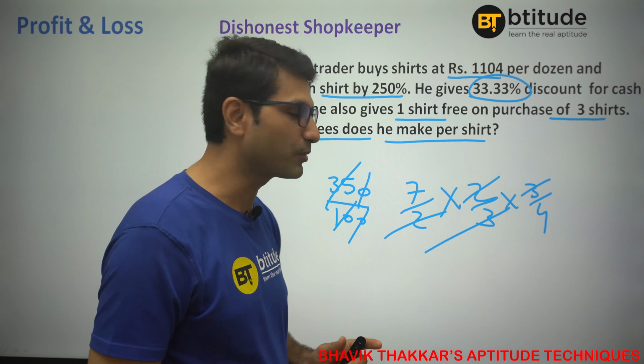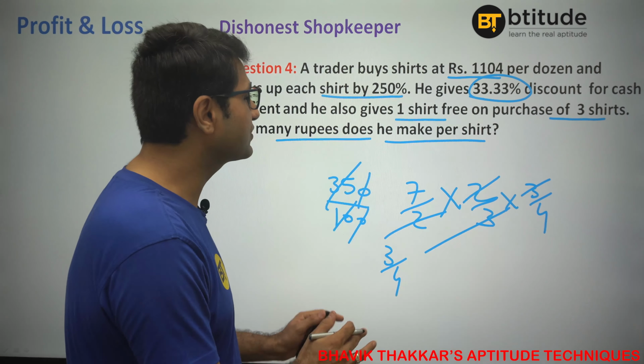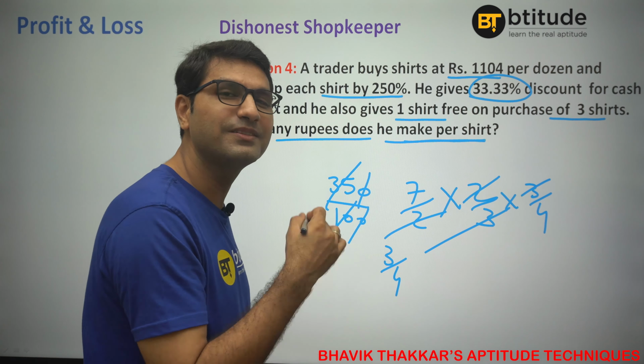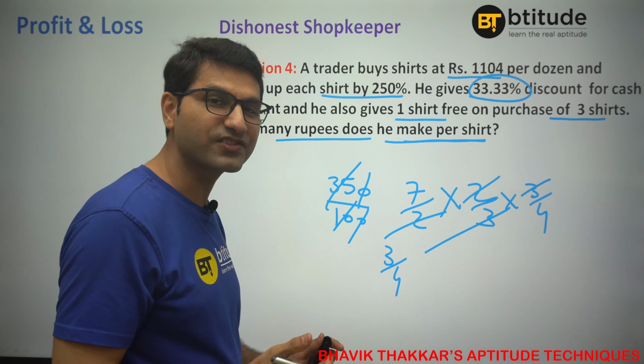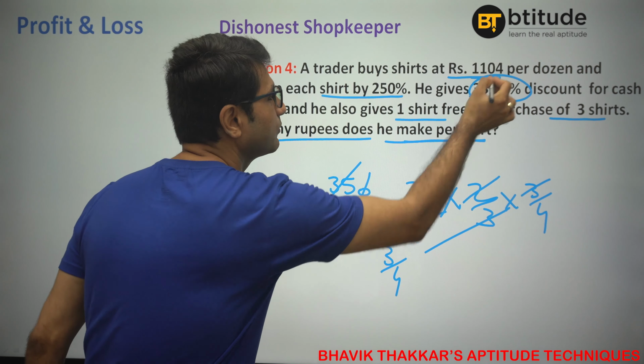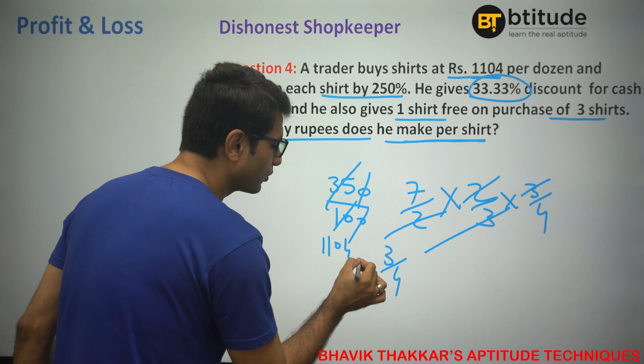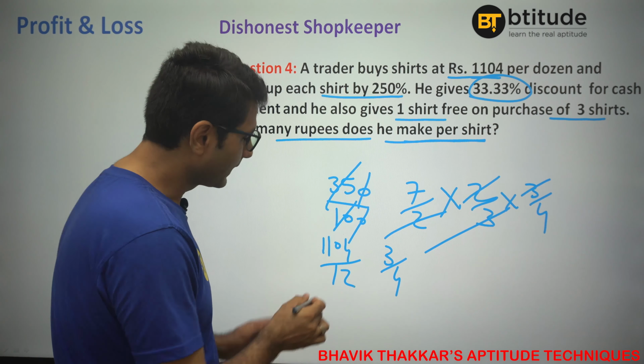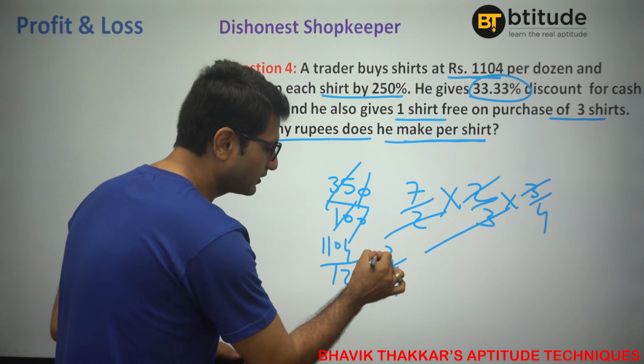But here we are not supposed to answer the question in percentage. So don't answer 75%. The question was per shirt how much he is making. So what was the cost per shirt? The cost per shirt, because he was spending 1104 for a dozen shirts. So this was the cost per shirt, 3/4 of it.